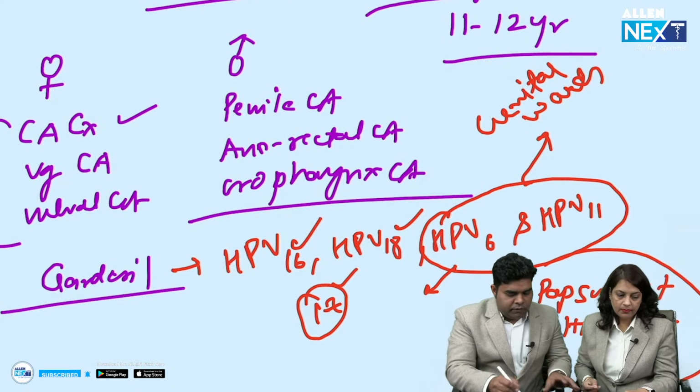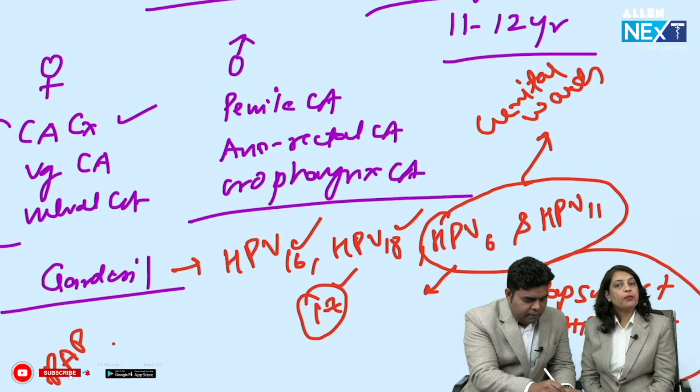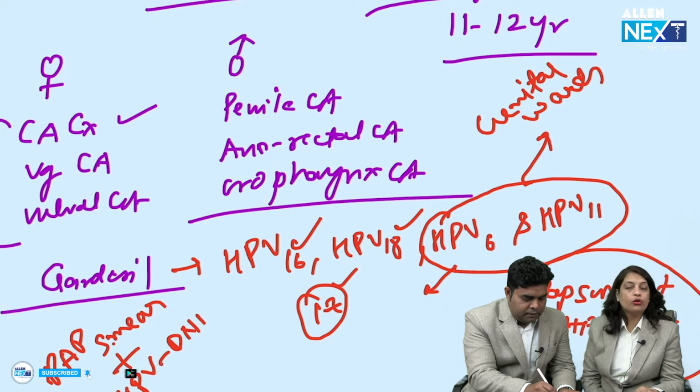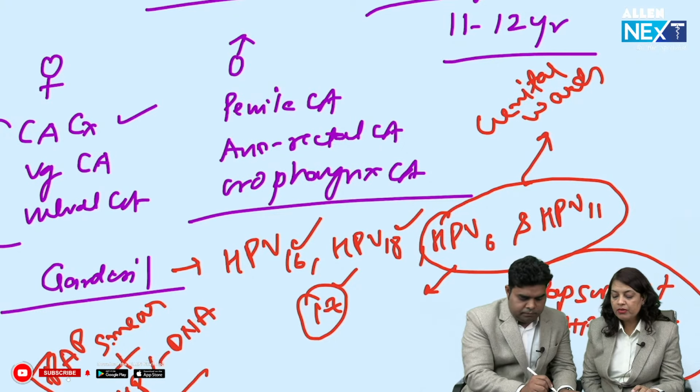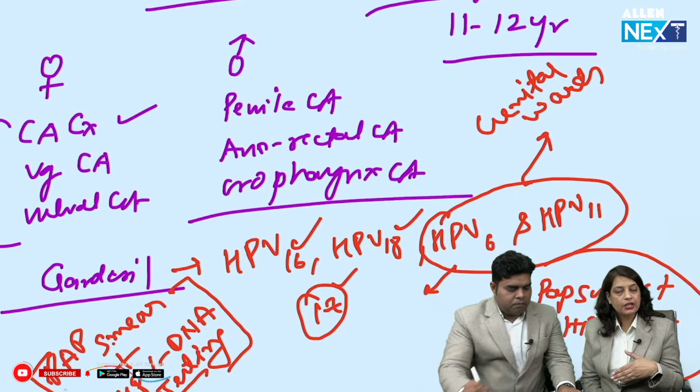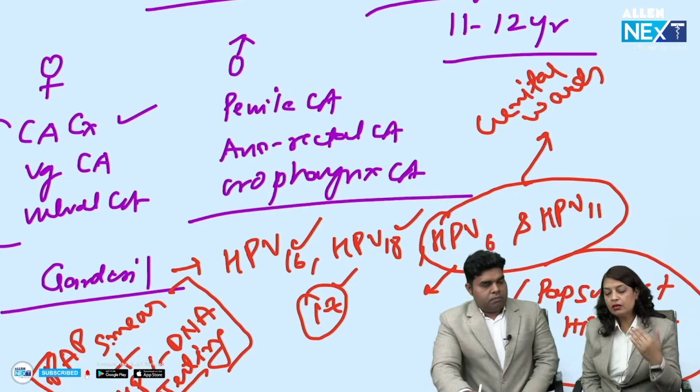So, what was the question, ma'am? The question was, if a married female comes and her age is suppose 30 plus, so what should be done? We should go for a pap smear and HPV DNA testing. Vaccination will not help because once she's sexually active, she's already harbored the virus.